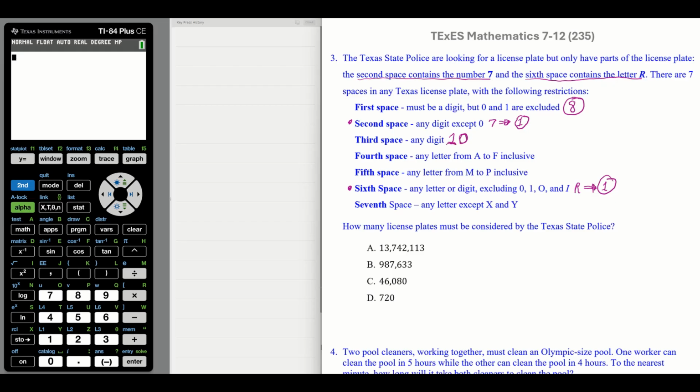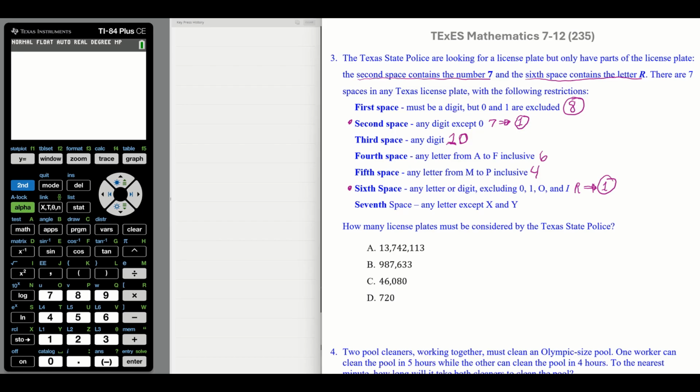In the fourth, that's going to be A, B, C, D, E, F. That's 6, including the A and the F. That's why it says inclusive. Okay, so that's 6 to consider. Then in the fifth space, you have M, N, O, P. And it says including them, so that's going to be 4 to consider, 4 items to consider.